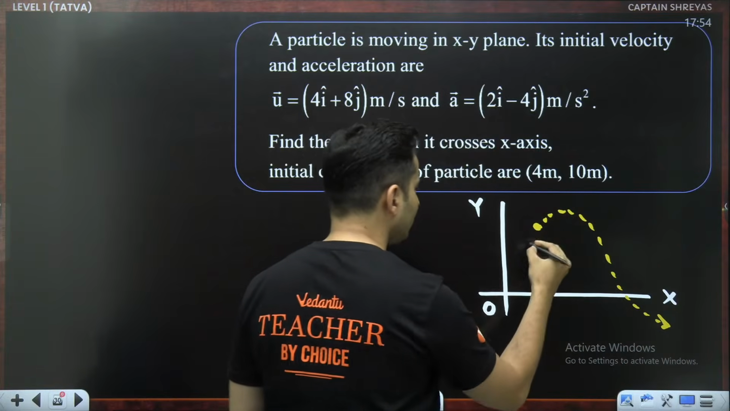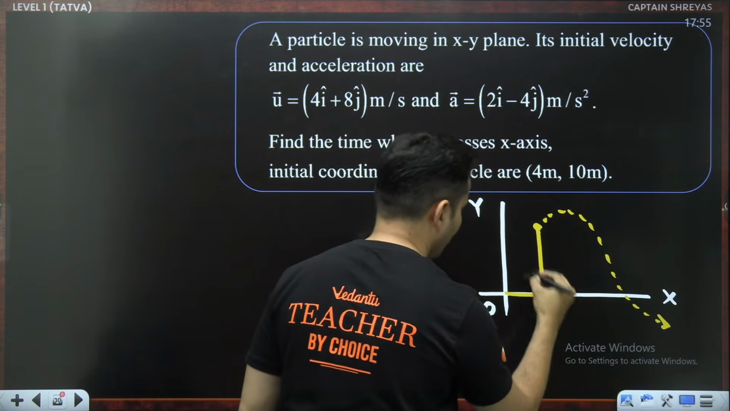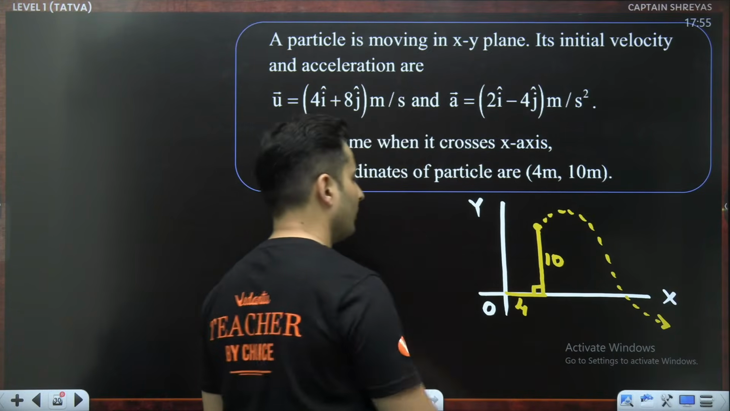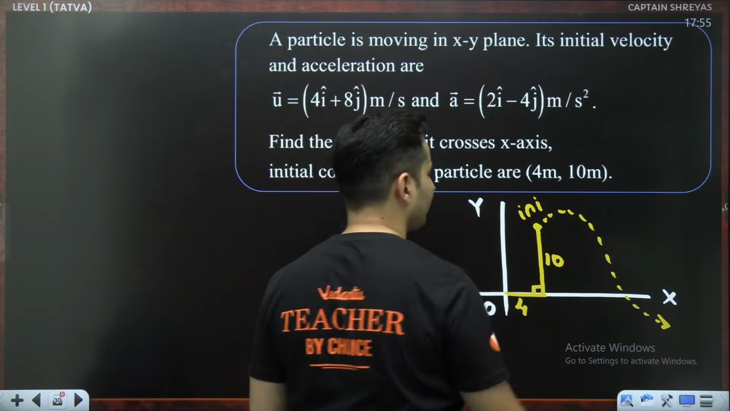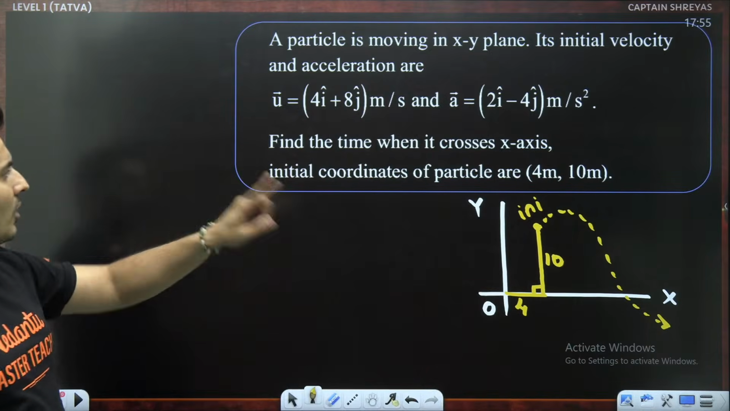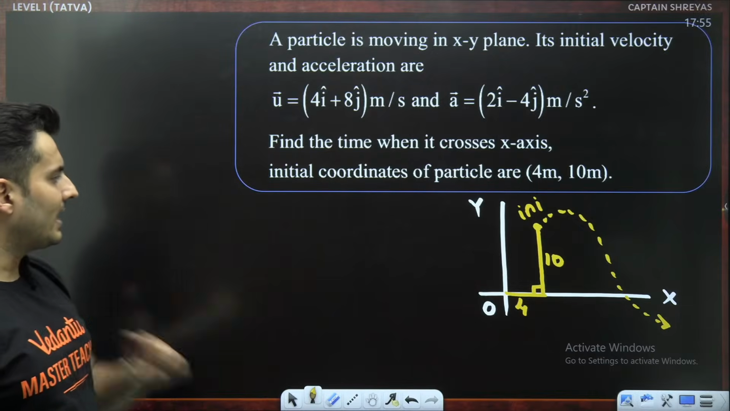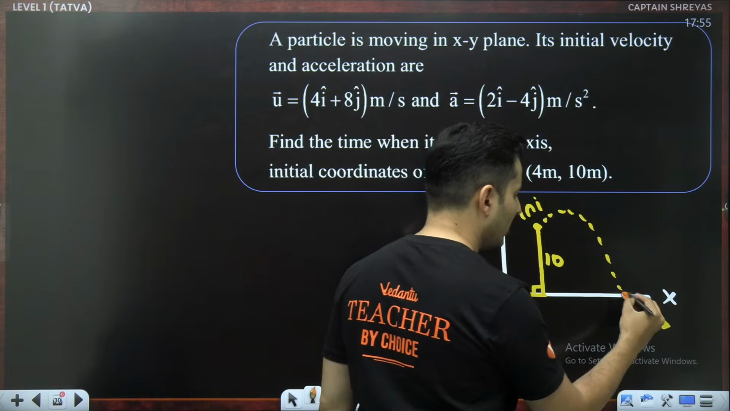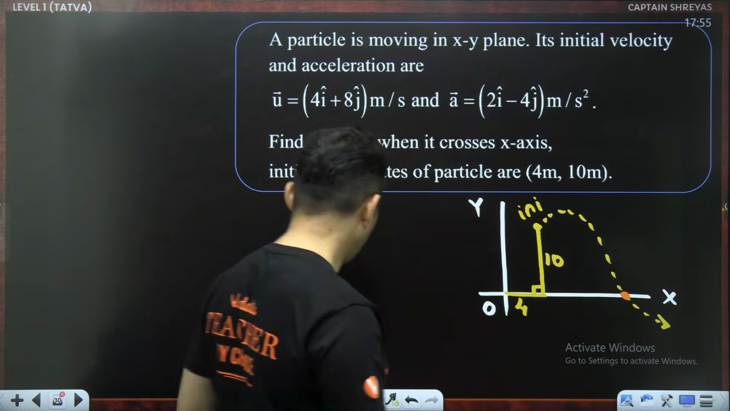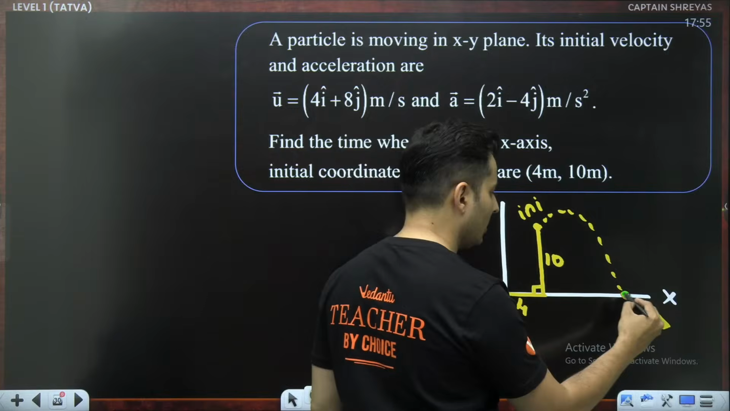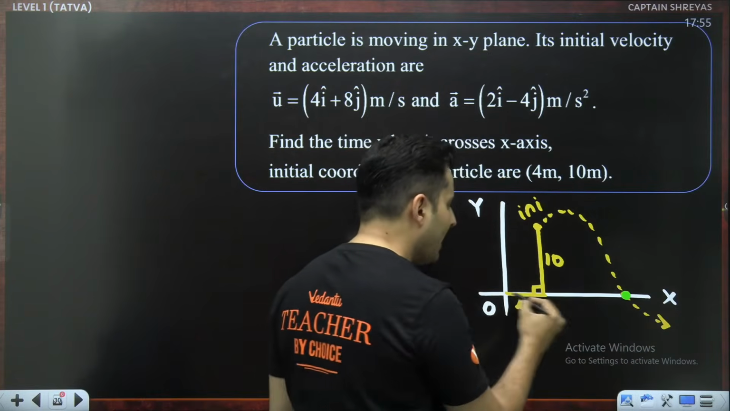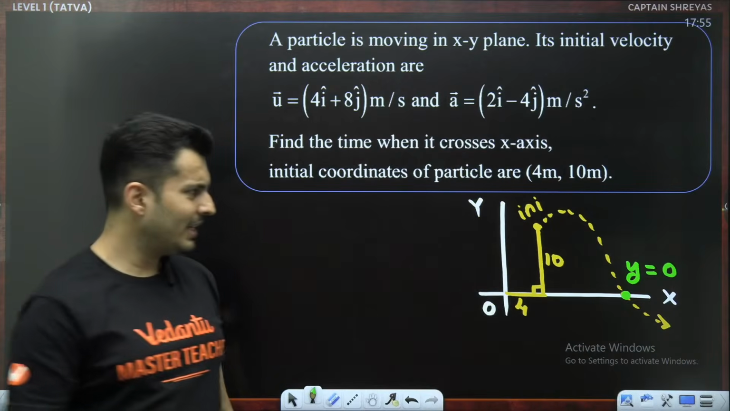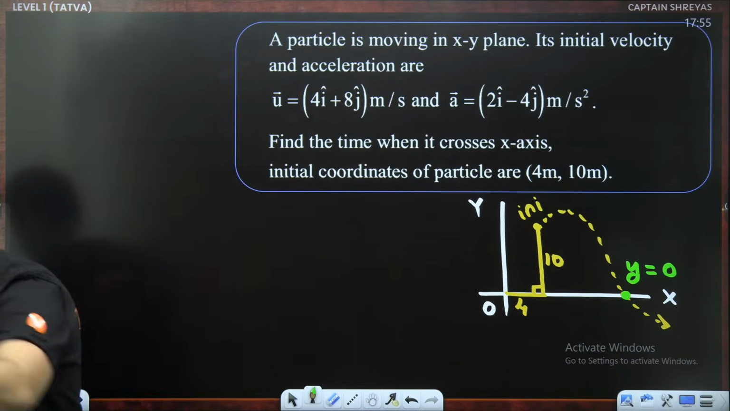This was 10, this was 4. This is initial. When it crosses the x-axis, what is so special about it? What is so special about it at this particular point, my dear students? Come on, think and tell me. Yes, the y coordinate is 0. Everybody gets this?